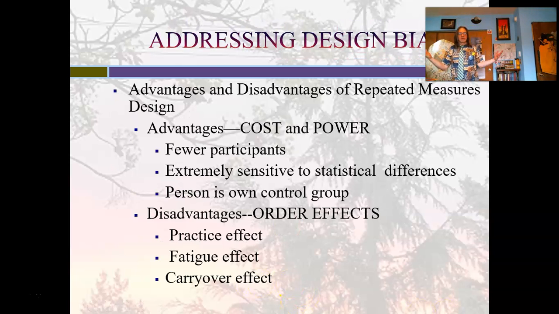So there are huge advantages to repeated measures design. It's much cheaper to run a repeated measures design, and you get more power. The denominator of your statistic is smaller. You end up having more power with a repeated measures inferential statistic. You need fewer participants. It's sensitive. The person is their own control group. So, of course, the groups are equivalent because the person can't be different.